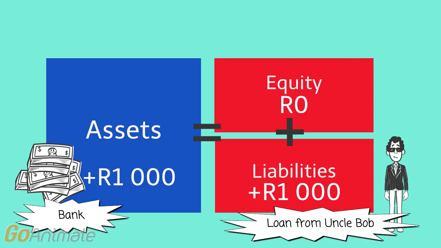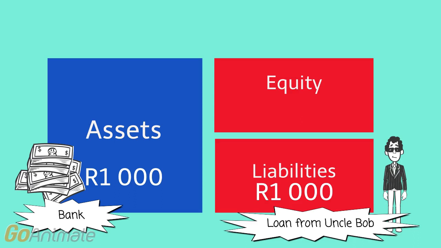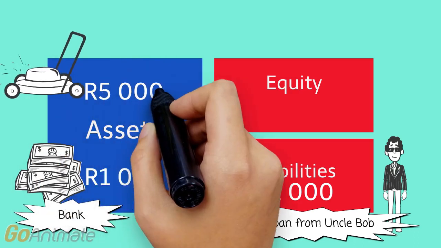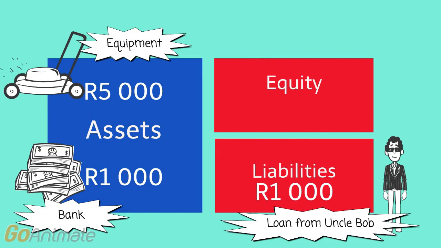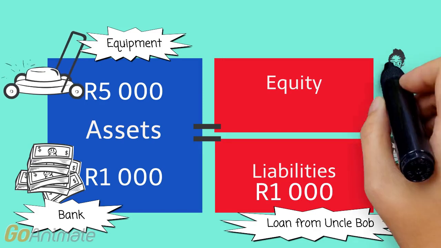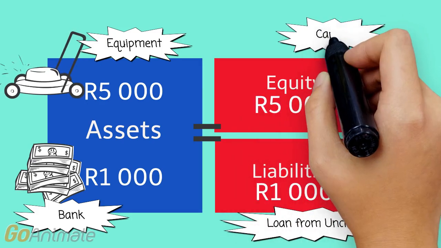So if we put these two transactions together, we see that Nandi now has two assets, 1,000 Rand in the bank and equipment of 5,000. She has a loan from Uncle Bob, a liability of 1,000, and her capital in the business is 5,000.